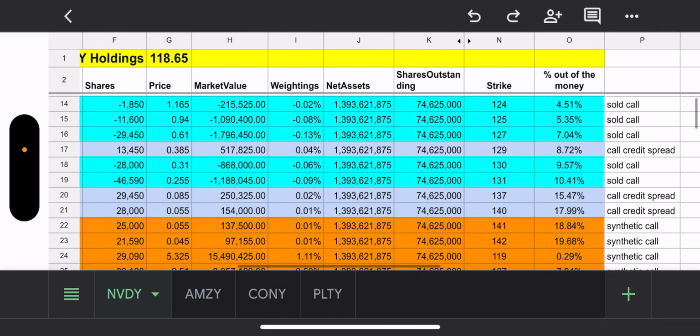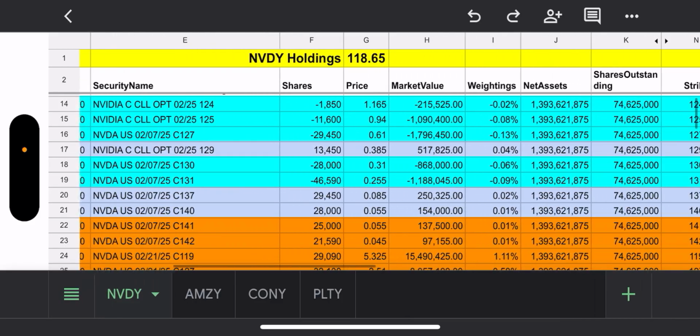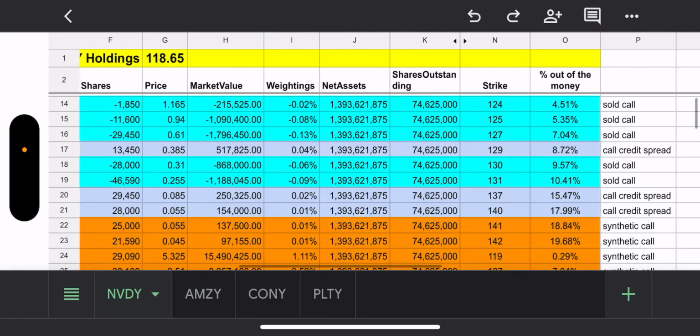All right, so let's look at where we stand here. Again, they were very active. Whether or not it's a smart move, we don't know. All right, 1,850 contracts, 124 strike price, 4.51% out of the money. 11,600 contracts, 125 strike price, 5.35% out of the money. 29,450 contracts, 127 strike price, 7% out of the money. All right, and then in between here, we do have a credit call spread, a 129. I like it in between. Because we sold calls above that one.